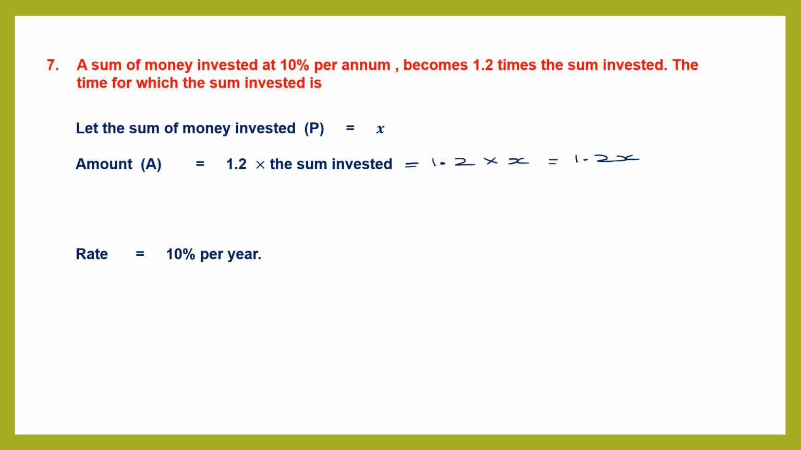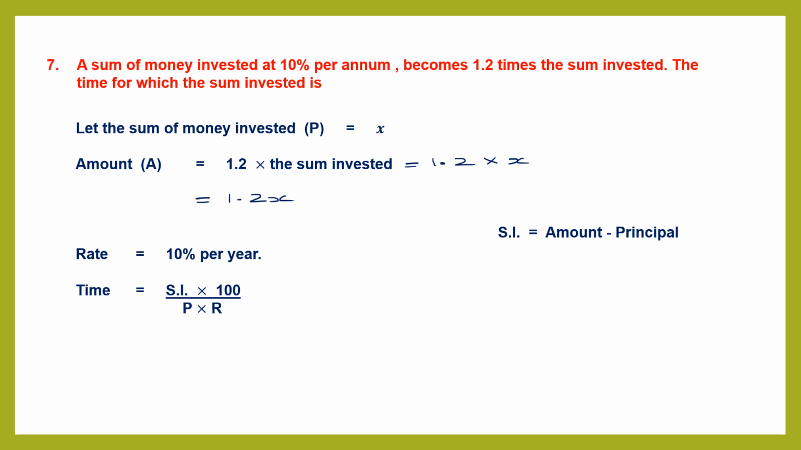Now the rate is given to us, 10% per year. Then to find the time, you should say simple interest into 100 by P into R. Now here we have the principal, we have the rate, but we don't have the simple interest. So to find the simple interest, we should use the formula simple interest is equal to amount minus principal. This is how amount comes into use here. So the amount is 1.2x minus the principal, which is x.